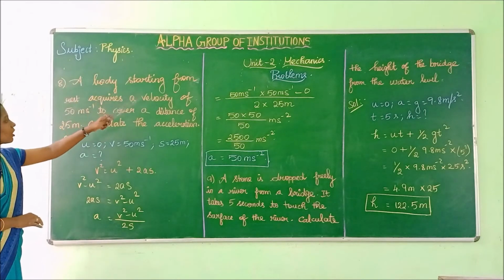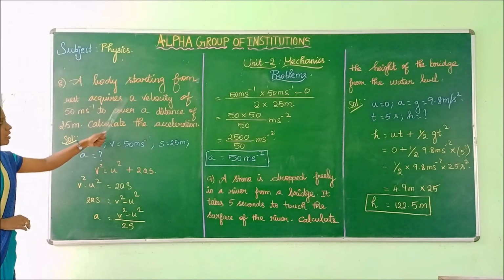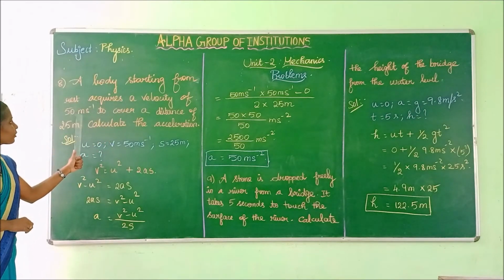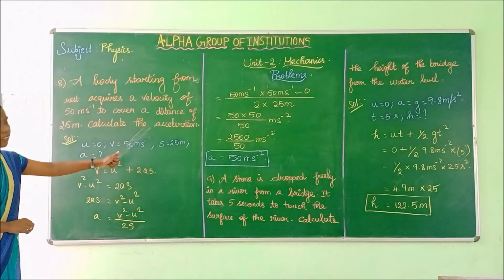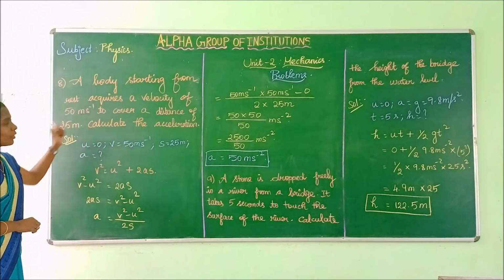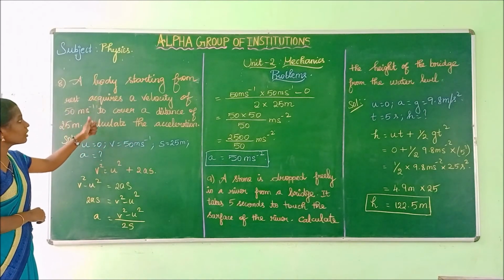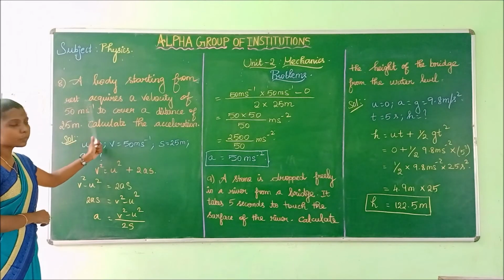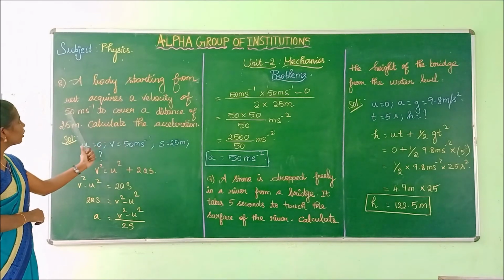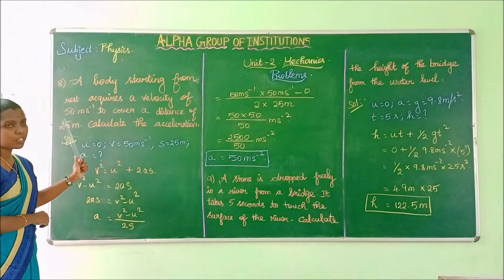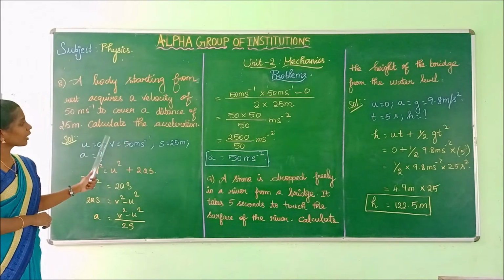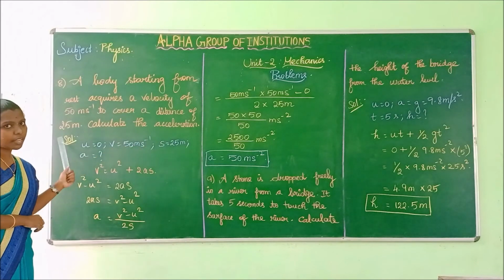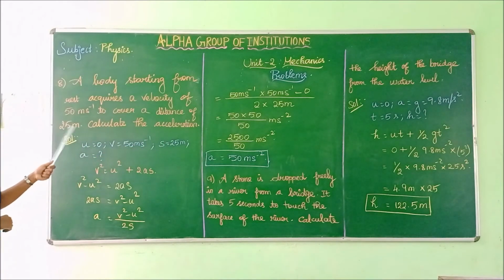A body starting from rest acquires a velocity of 15 meter second power minus 1 to cover a distance of 25 meter. Calculate the acceleration. I'll read the question again. A body starting from rest acquires a velocity of 15 meter second power minus 1 to cover a distance of 25 meter. Calculate the acceleration. They are asking us to calculate the acceleration.